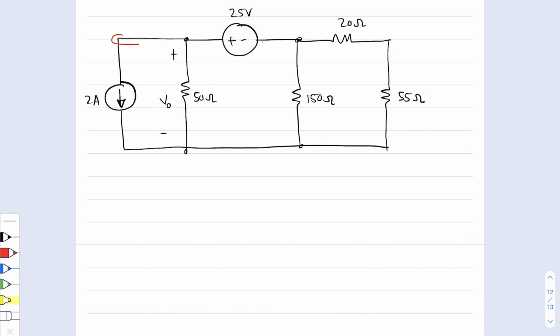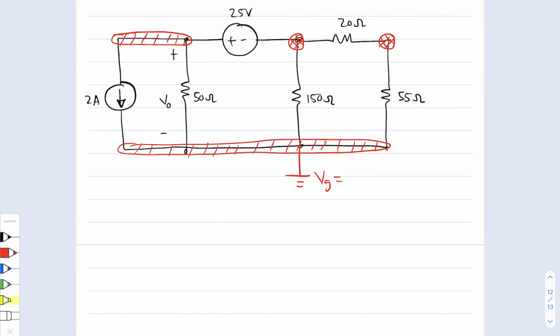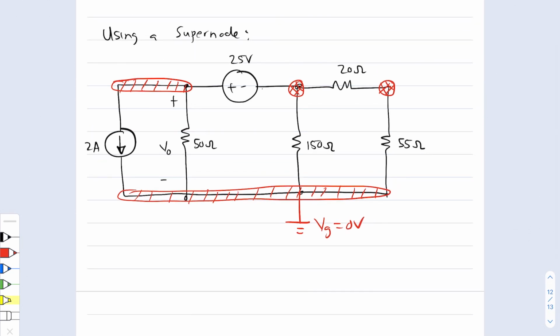So we're going to do the same thing that we did previously. We still need to identify all our nodes. They're the same ones that we identified previously, like so. And then we have our ground node right there.